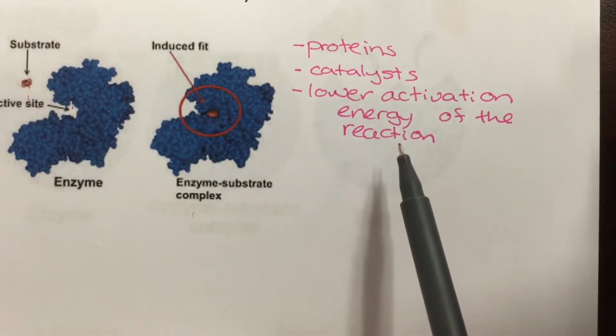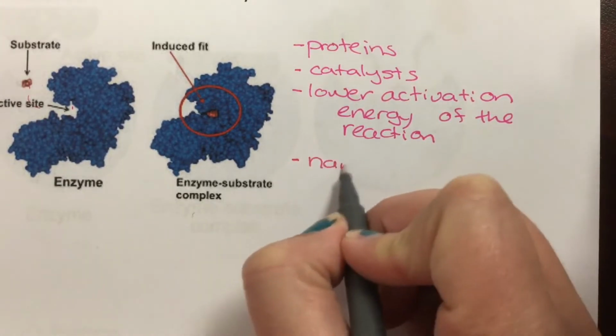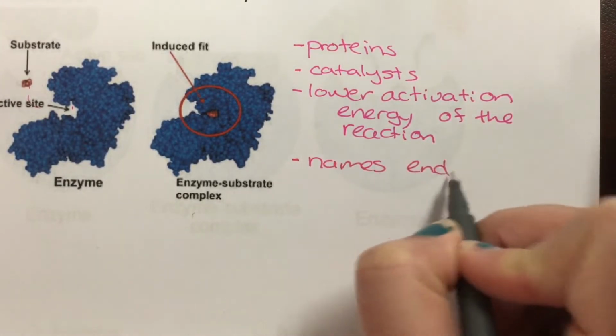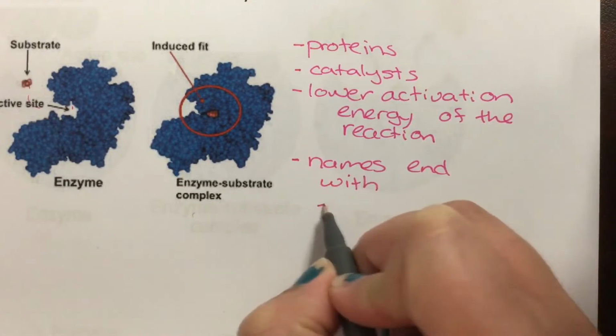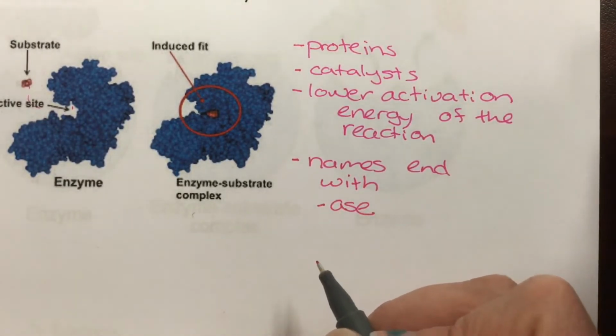They're used all over the place in the cell. And generally their names end with ASE. So like sucrase is the enzyme that breaks down sucrose.